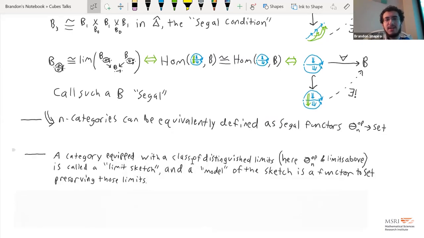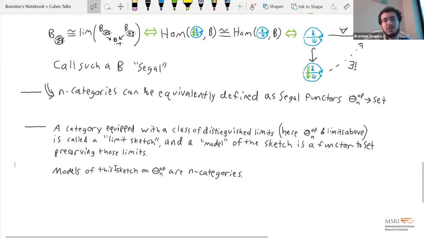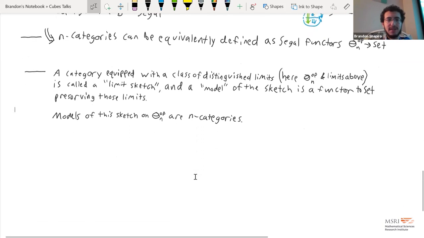Now, this isn't going to come up again in the talk, but I thought it might be useful to mention that an idea that I used when working out this translation of the paper is that of a limit sketch. In this case, the Segal condition is equivalent to restricting among functors from theta n op into set those that preserve certain limits. So this pasting diagram in theta n is actually a limit of these, or rather in theta n op. So it's a colimit in theta n. And so B is an N category if it preserves that limit. But for the sake of time, I won't go into any more detail on that. You might call models of the sketch the N categories which preserve those limits. So all of this can be phrased in terms of sketches, though I won't use that terminology going forward.